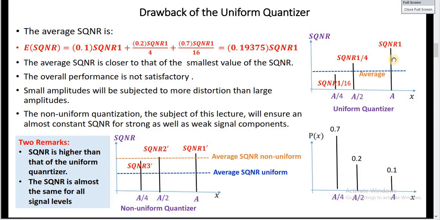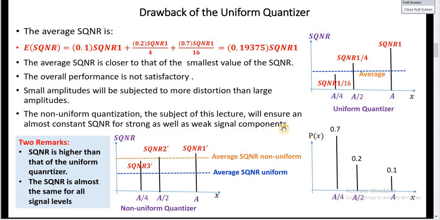When we apply a strong signal to the uniform quantizer, we get a high signal to quantization noise ratio. When we apply a weak signal, we obtain a smaller signal to quantization noise ratio. The non-uniform quantization, which is the subject of this lecture, will ensure an almost constant signal to quantization noise ratio for strong as well as weak signal components.